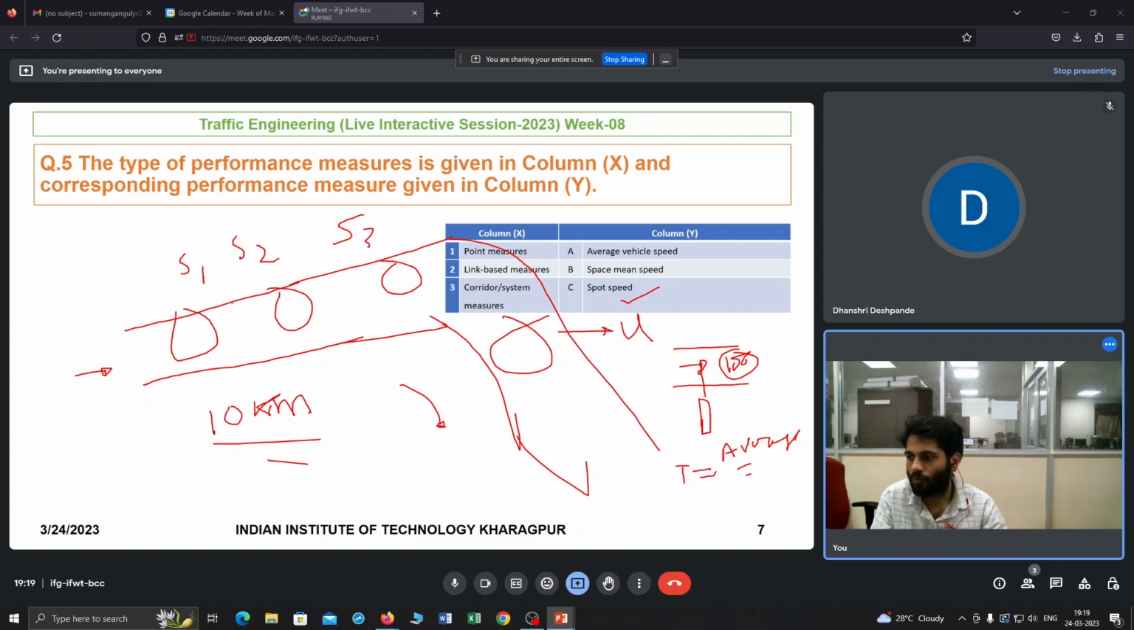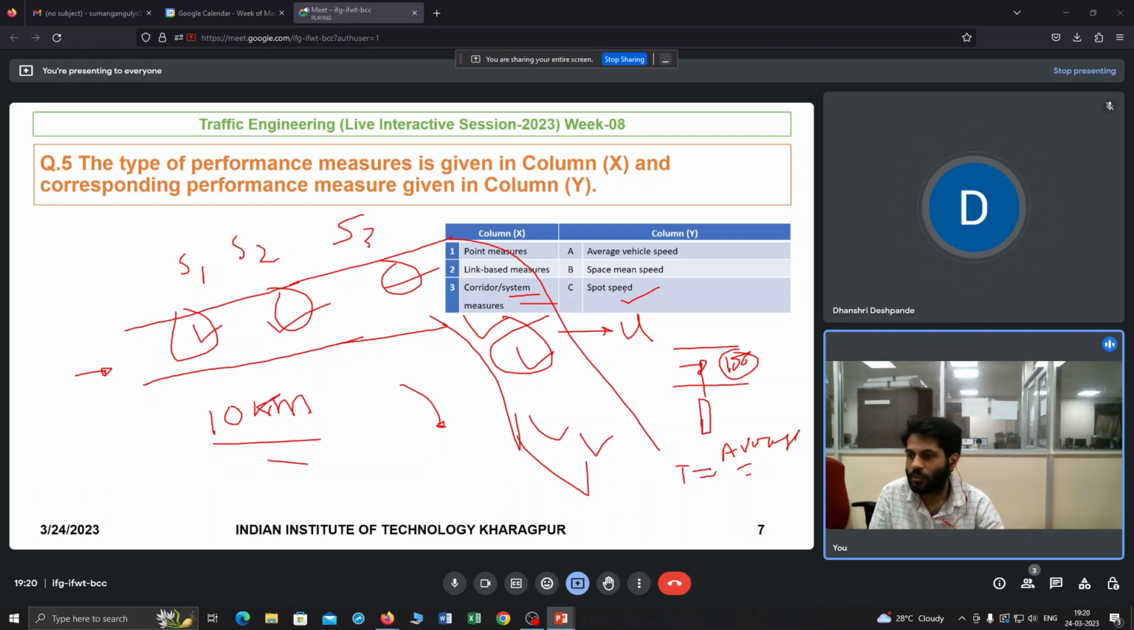For a corridor, because it's not a point based thing, how do you measure this spot speed? You would have to conduct spot speed studies at each location, which may not be feasible at all times, right? So this is corridor level or system level. Or you can even imagine it's not a corridor, it may be a network, a typical urban network. Then it will be more challenging to conduct a spot speed study.